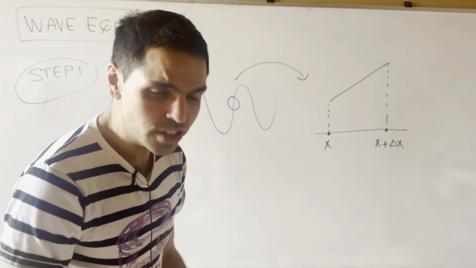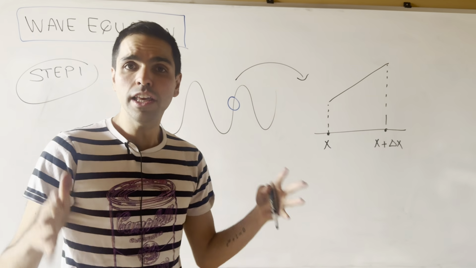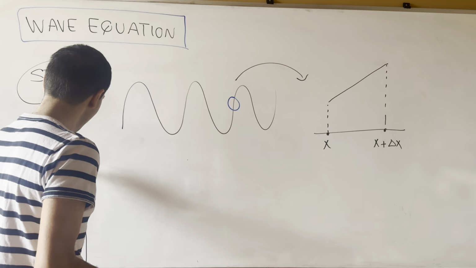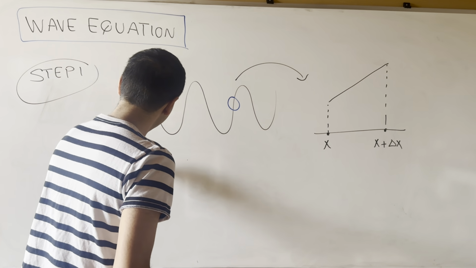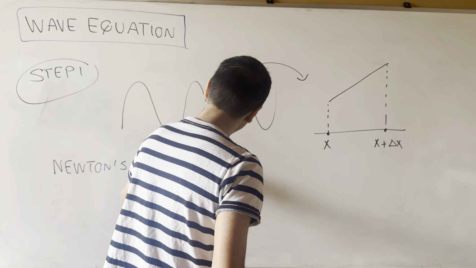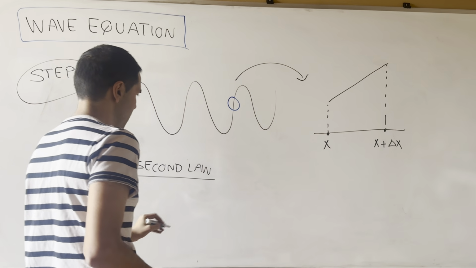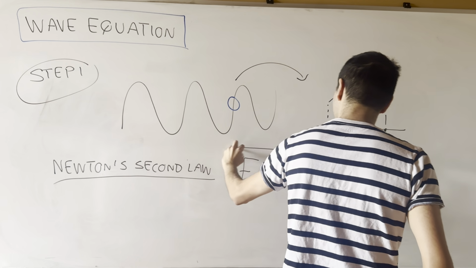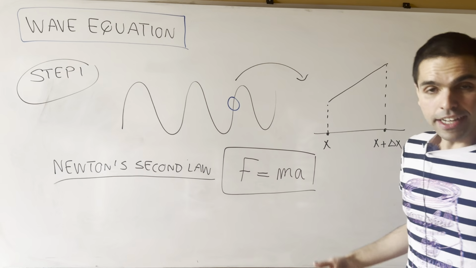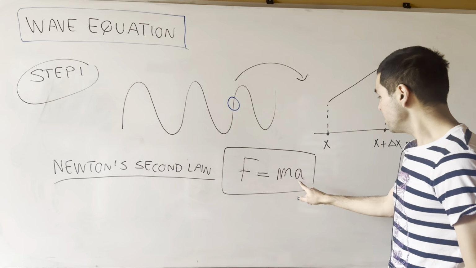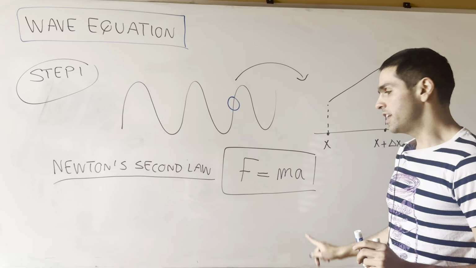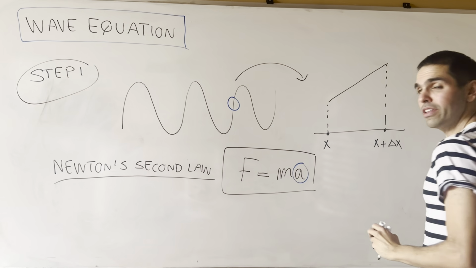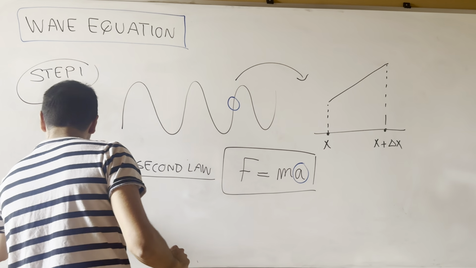And the derivation of this is based on the most important physics law, which is Newton's second law. Now, F equals ma. So the force is mass times acceleration. And in order to derive the wave equation, we just need to study those three terms separately: the acceleration, the mass, and the force. So let's start with the acceleration.